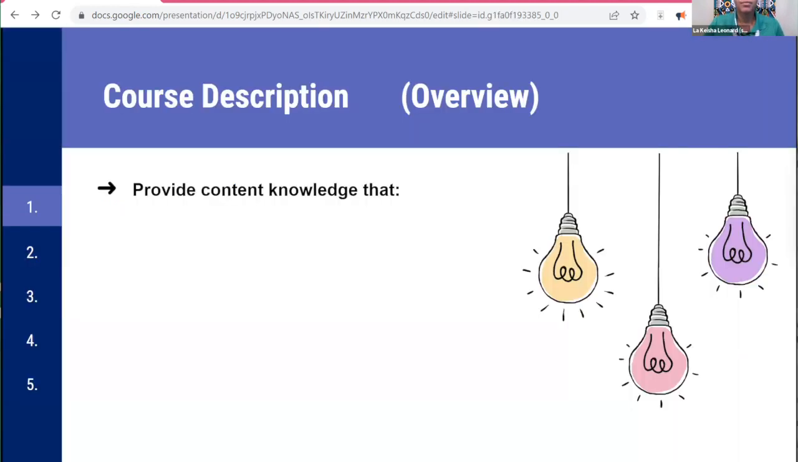Overall, the course has been designed to provide content knowledge that engages students in mathematical thinking, promotes inquiry-based learning, and emphasizes hands-on learning and technology. That has always been the case for the course, and I still have that in the course.